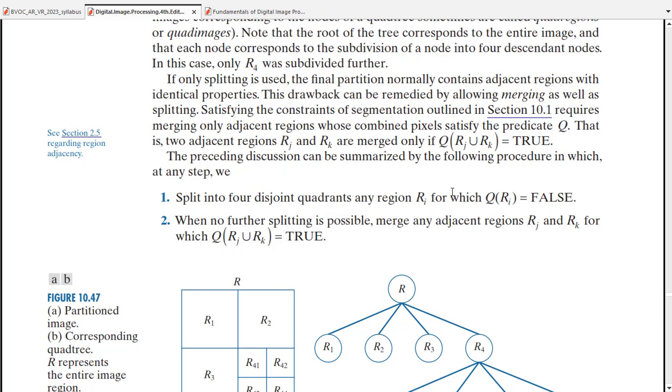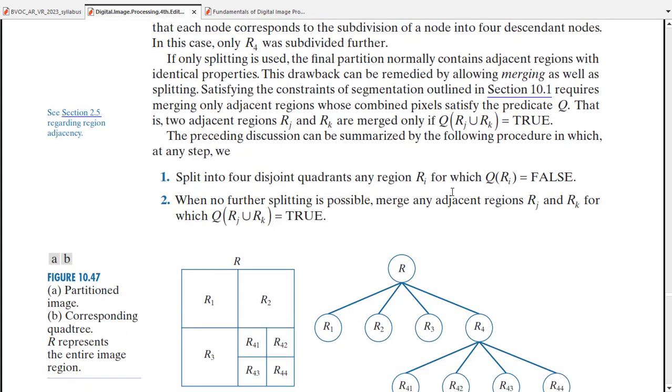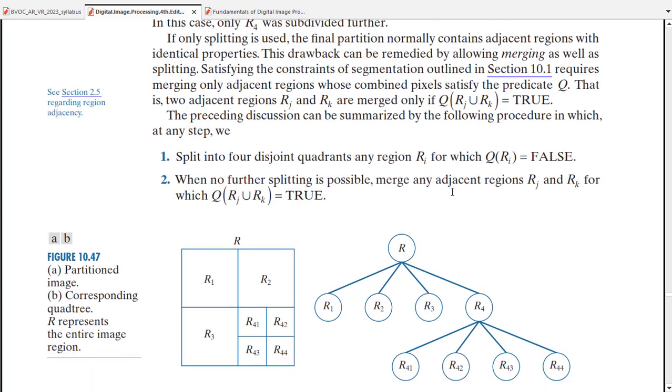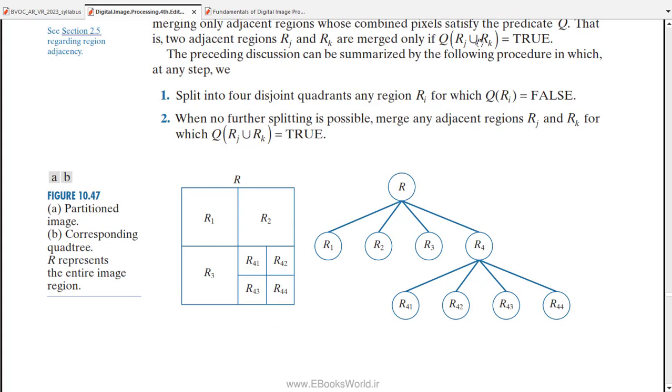Adjacent regions Rj and Rk are merged if Q of Rj union Rk equals true. The preceding discussion is summarized in the following procedure: at any step, we split into 4 disjoint quadrants any region Ri for which Q of Ri equals false. When no further split is possible, merge any adjacent regions Rj and Rk for which Q of Rj union Rk equals true. For example, here is a splitting of R into R1, R2, R3, R4.